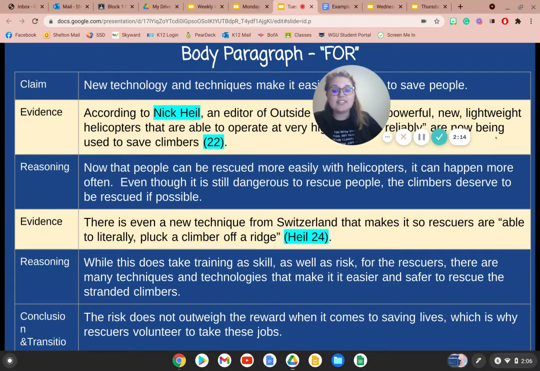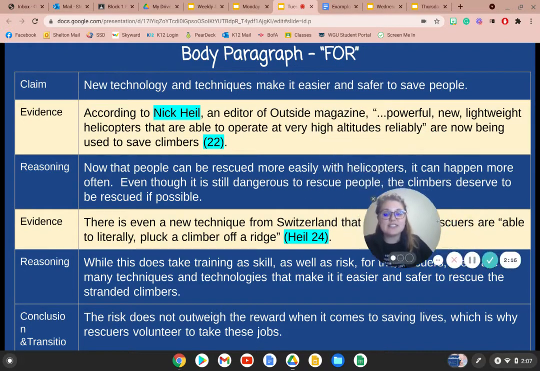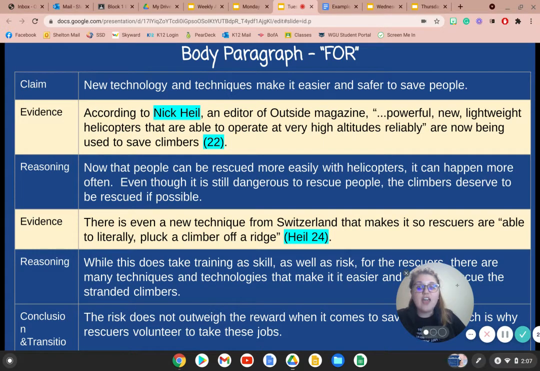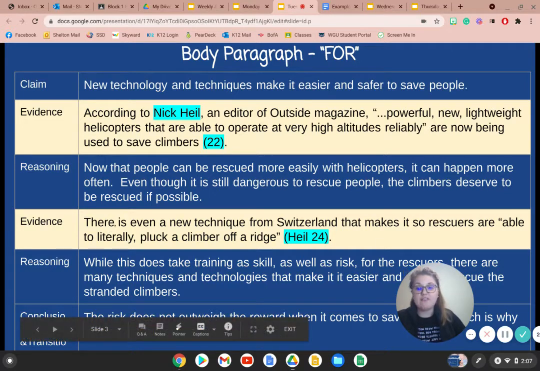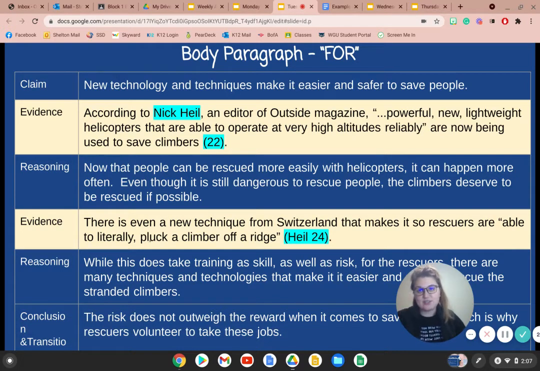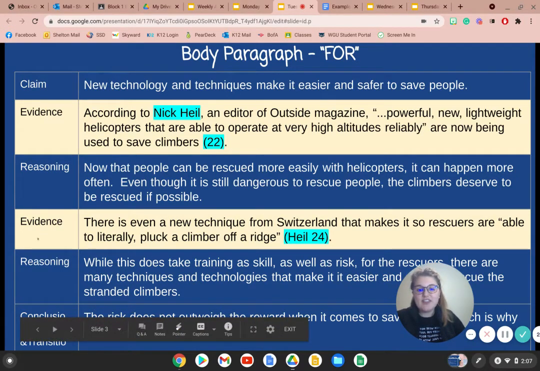Now, let's look at our example paragraphs from yesterday and see how our author has cited the sources and incorporated evidence into our paragraph. So if we look at this first paragraph, the one that is arguing that climbers should have access to rescue services, these two pieces of evidence are cited in different ways, but both correct.